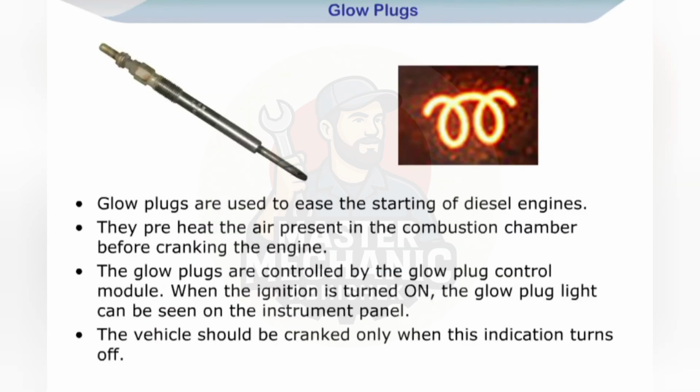Glow plugs are used to ease the starting of diesel engines. They preheat the air present in the combustion chamber before cranking the engine. The glow plugs are controlled by the glow plug control module. When the ignition is turned on, the glow plug light can be seen on the instrument panel. The vehicle should be cranked only when this indication turns off.